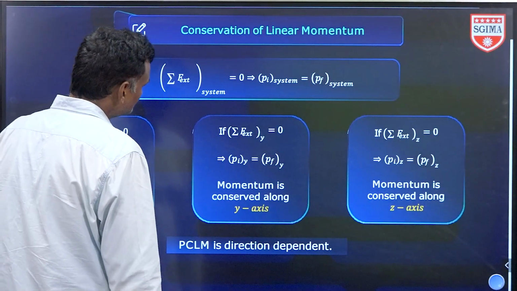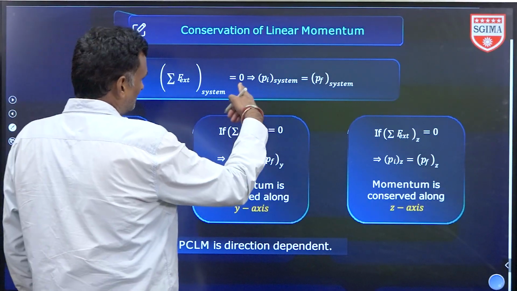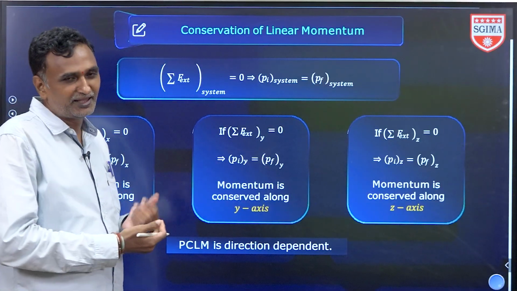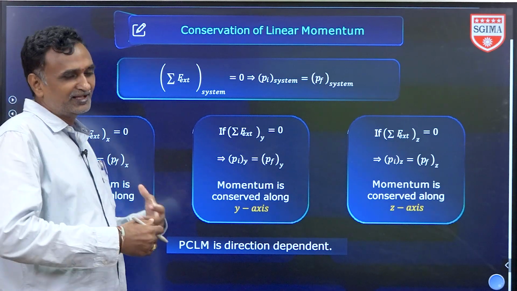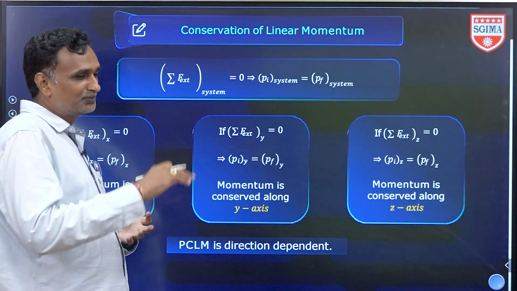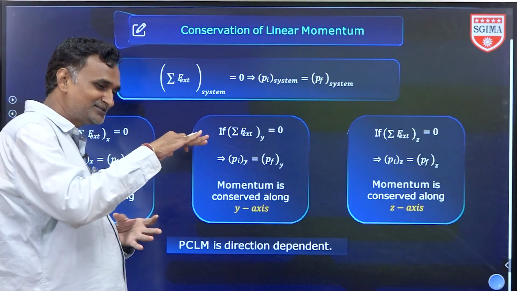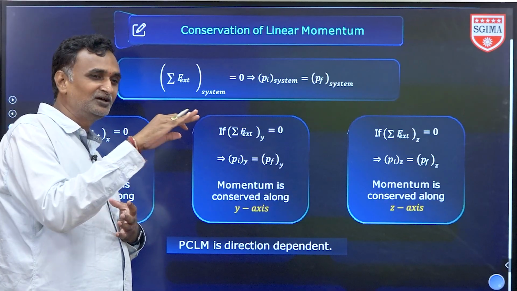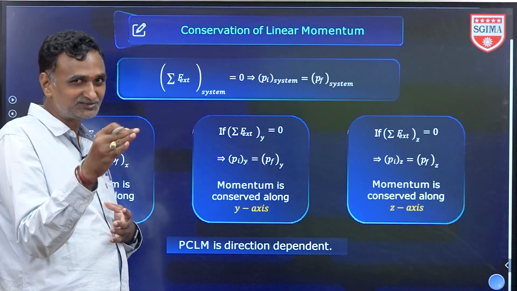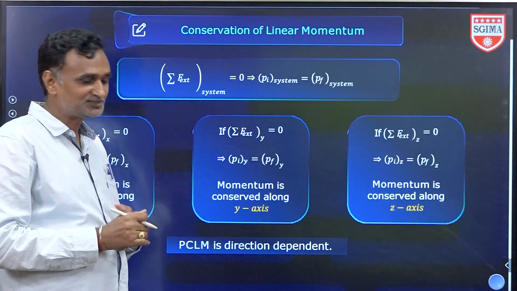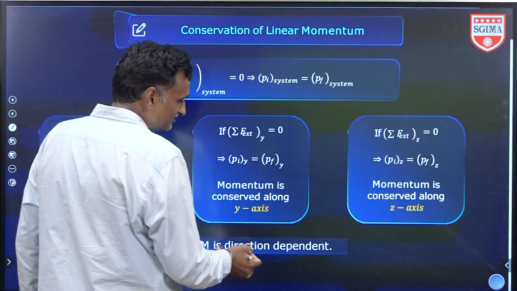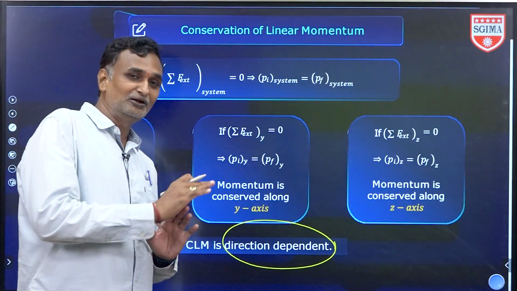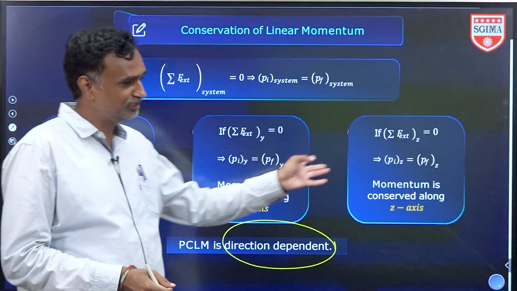Next, external force 0: P of the system final equals P of the system initial. And if we apply it along different directions, we might think it can be applied in any direction. No. If you are applying it along the x-axis, then the x-axis momentums are equal only if F external is 0. And don't equate initial momentum along the x-axis to final momentum along the y-axis. Why? Because LCLM depends on direction. Okay? You need to conserve separately along the x-axis, separately along the y-axis, separately along the z-axis.